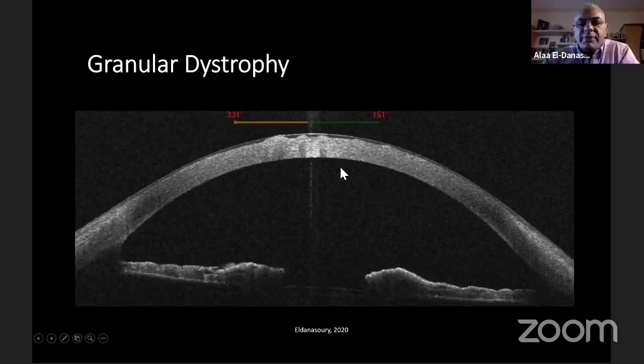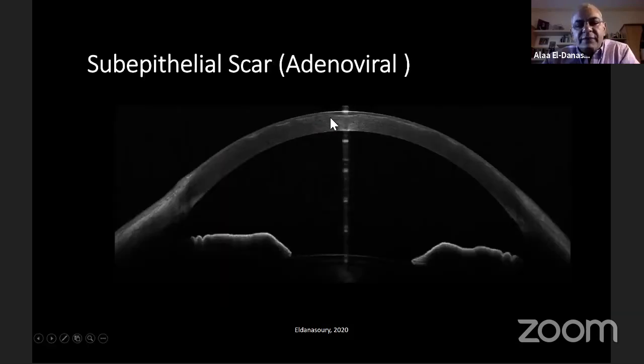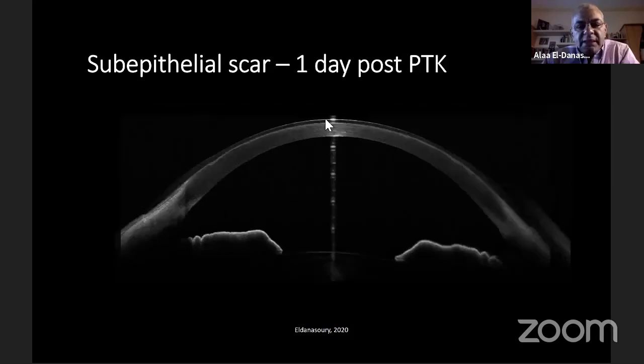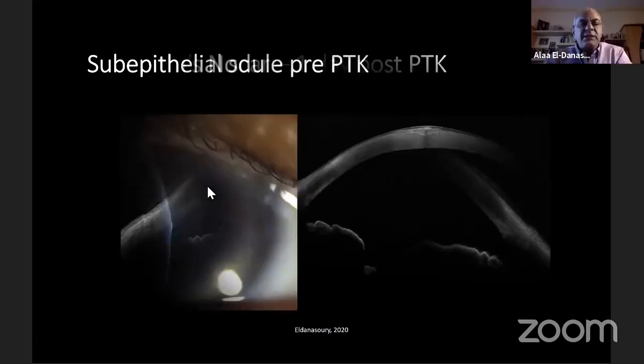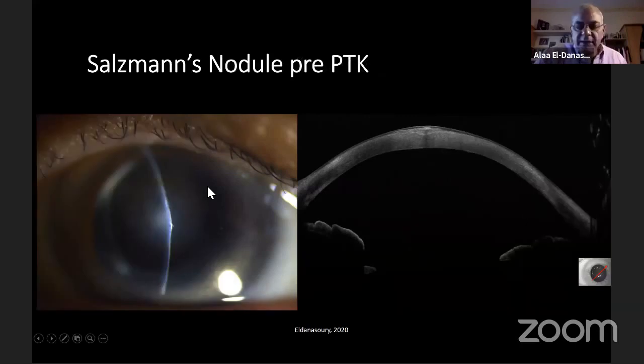In granular dystrophy, you can assess the depth of the lesion, whether this patient can benefit from PTK, like in this sub-epithelial scarring after adenovirus. You can see the irregularity at the level of the Bowman and sub-epithelial stroma. And this is one day after PTK with still the contact lens on, and we got rid of all these irregularities.